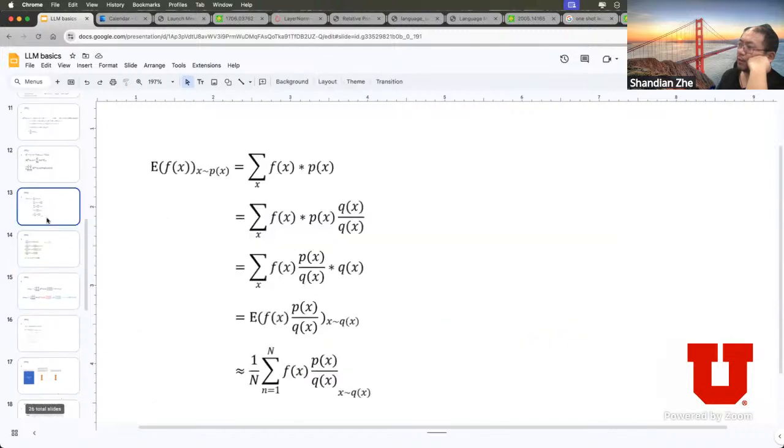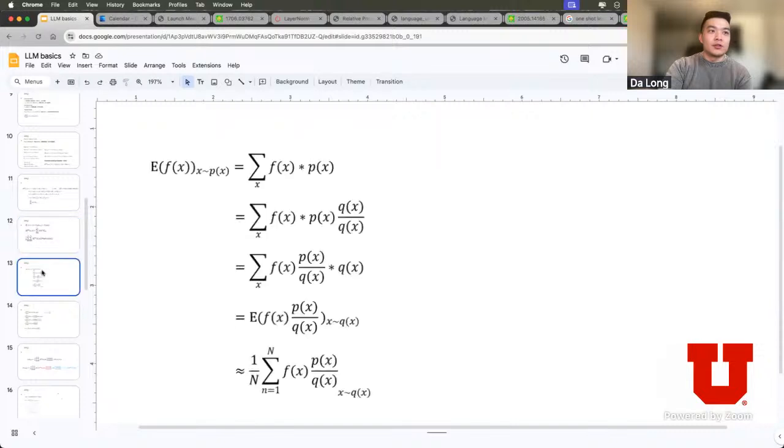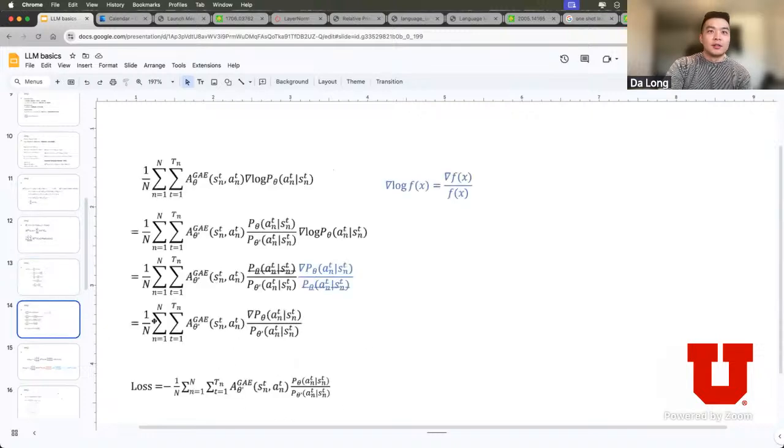Next. Okay, so this is the generalized advantage loss. And then we also have to introduce importance sampling. This is the importance sampling formula. It means when you integrate over the original distribution, p(x) is a probability. What if you have a reference probability q, and you want to integrate over q instead? Then you can do this trick, right? So this is importance sampling, and then we put it into reinforcement learning.